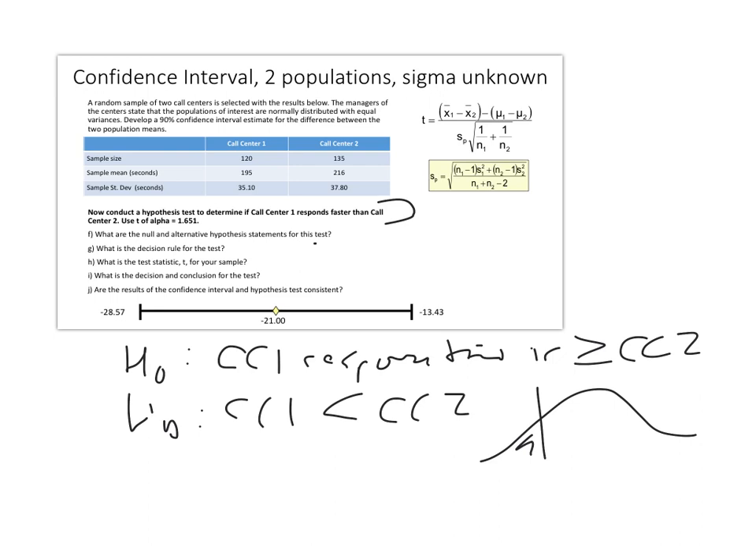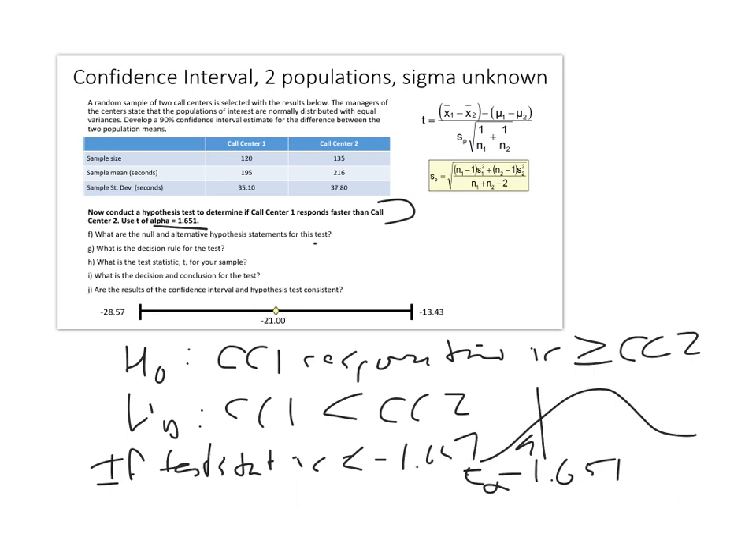All right, now our decision rule then, and this is going to be a negative 1.651, our t of alpha, as given here in the problem. So for our decision rule, we say if the test stat is less than negative 1.651, reject the null, otherwise do not reject. So if our result lands in the rejection region, then we reject the null. All right, so we've done F and G.